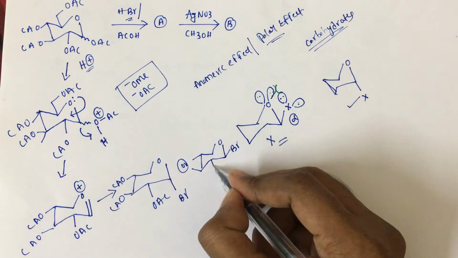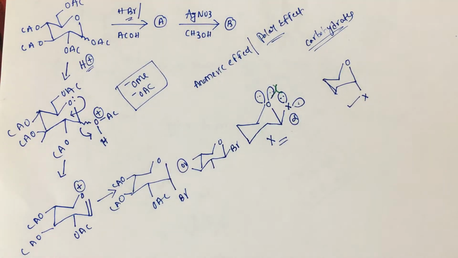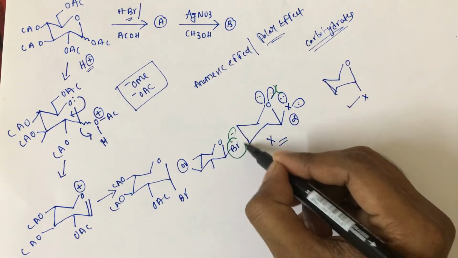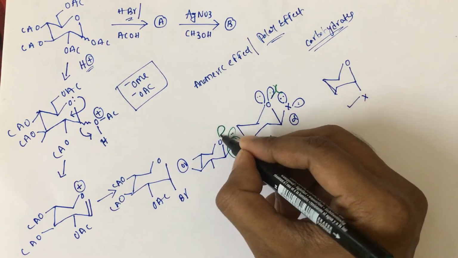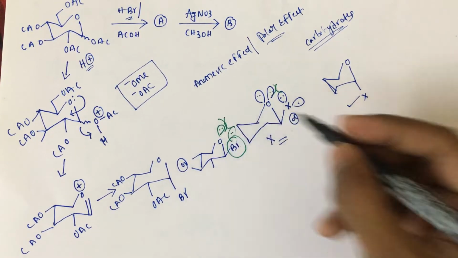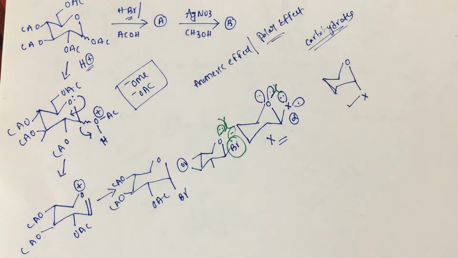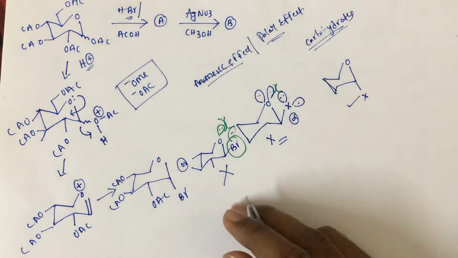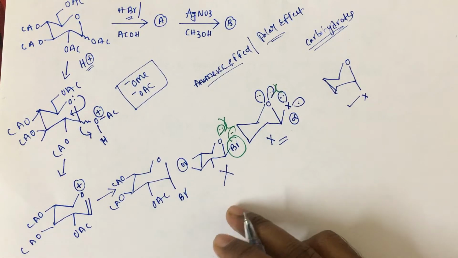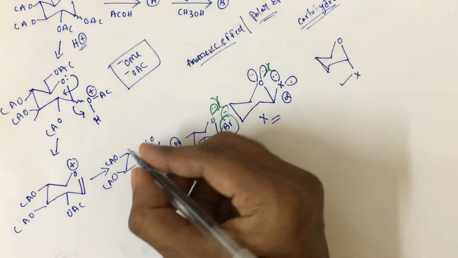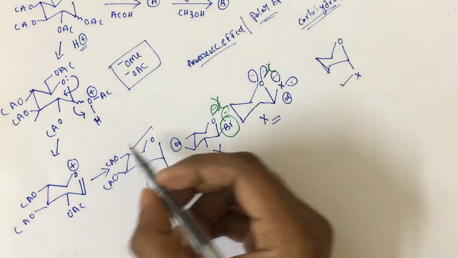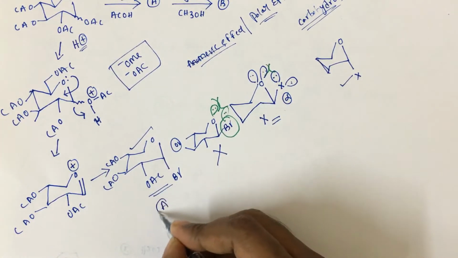I am not writing these groups. As I said, bromine has lone pairs, and also the size of bromine is very big, and here the lone pairs are there too, so there will be dipole interaction. This is what we call the anomeric effect. Because of that reason, this will not be the major possibility. It can be formed, but it will form in a lesser amount. The maximum amount that forms here is the axial one. Now, this is the A product.